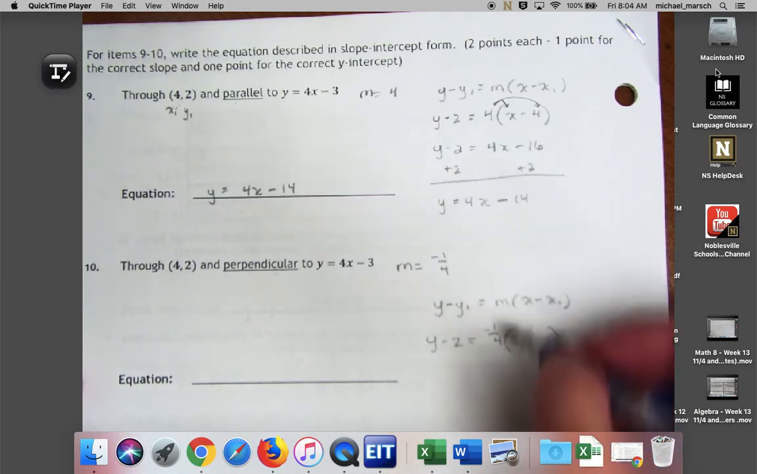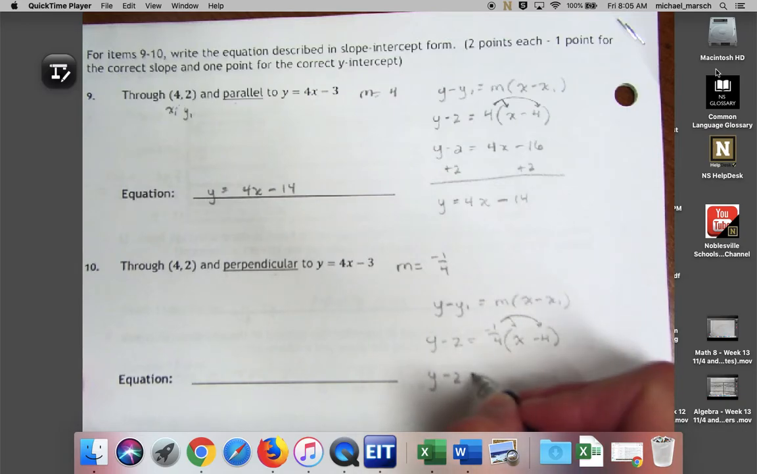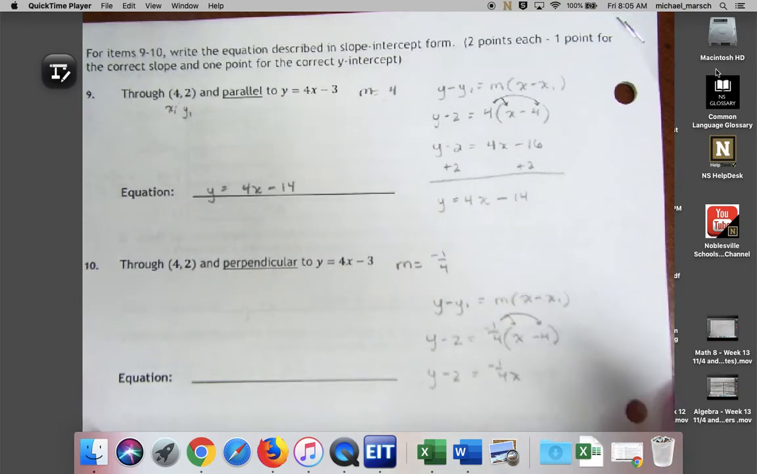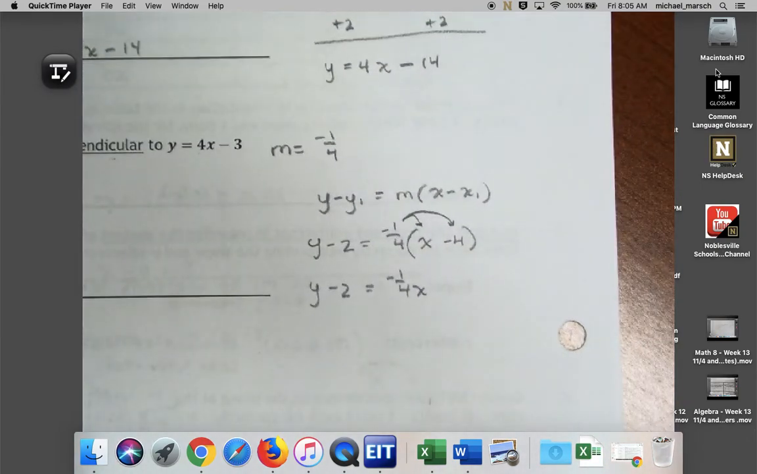And then when I distribute this, I get y minus 2 equals negative 1/4 x. Negative 1/4 times 4. Sorry guys, the glare is actually from the lights in the classroom, which is bonkers. No wonder we all have headaches.